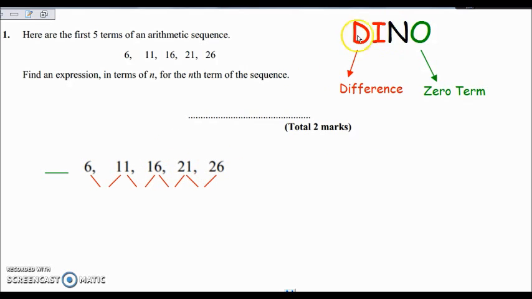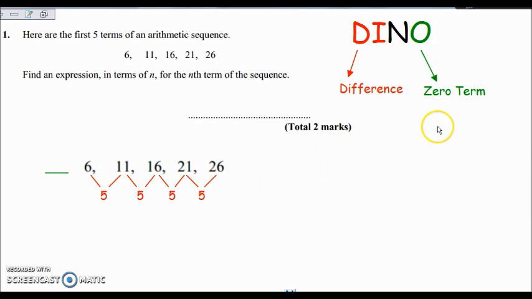So the first thing my dino says is find the difference. The difference between 6 and 11 is going to be 5. And the difference between 11 and 16 is going to be 5. And that's going to be 5 all the way along. So the difference is just 5. Going up in add 5, so it'll be a plus 5.